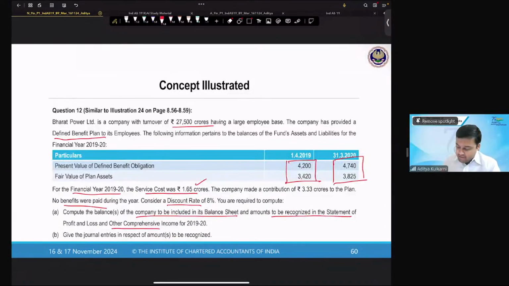See, I have an asset of 3,420. Discount rate is given to you as 8%, opening asset. So 3,420 into 8% gives you how much? 273.6. 273.6 or 274 is your interest income. And there you have your interest expense of 165. Are you sure about this?